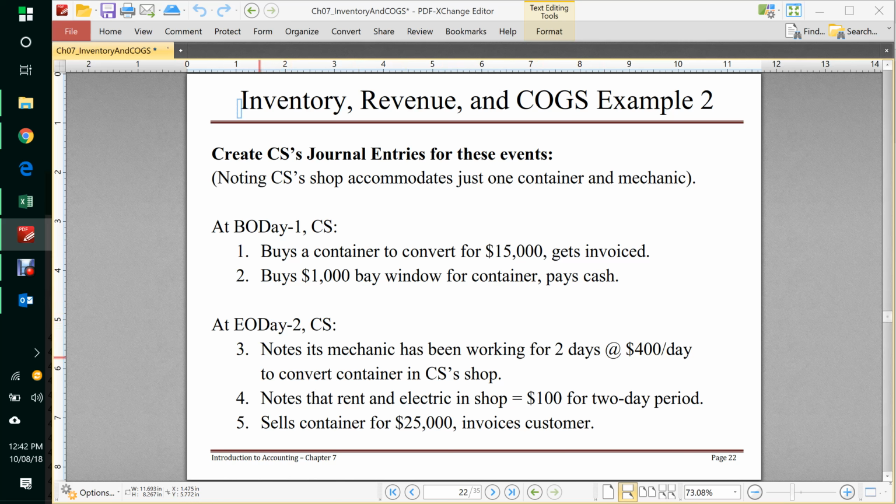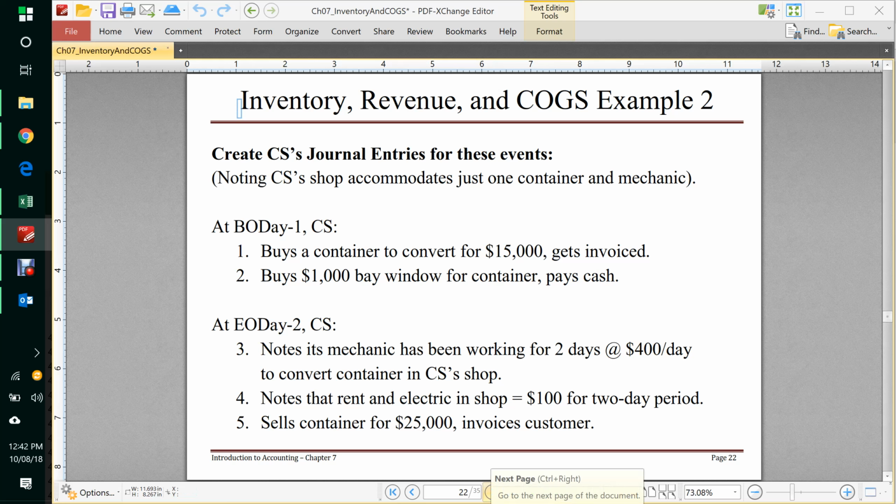And on day two, they note their mechanic has been working for 2 days at $400 a day to convert this container in CS's shop. And they note that rent and electric for the shop is $100 for the 2-day period. By the way, their shop can only handle one container at a time. So their mechanic is devoted to just this container, and the rent and electric for the shop is just for this container. And then finally, at the end of the second day, that was quick, they sell the container for $25,000 and invoice the customer.